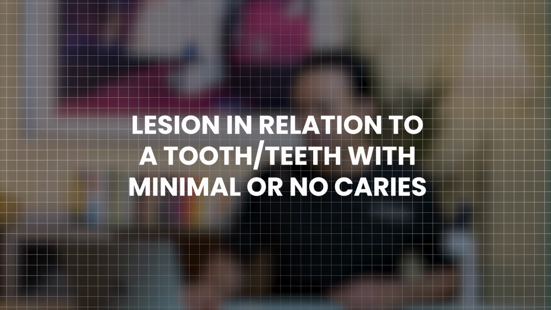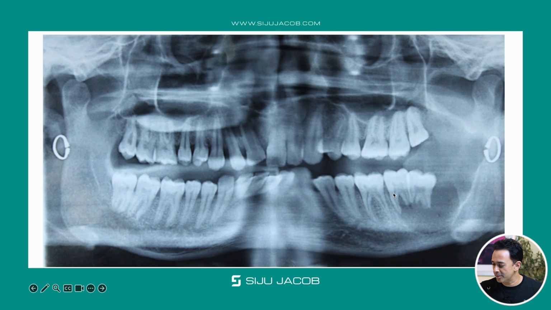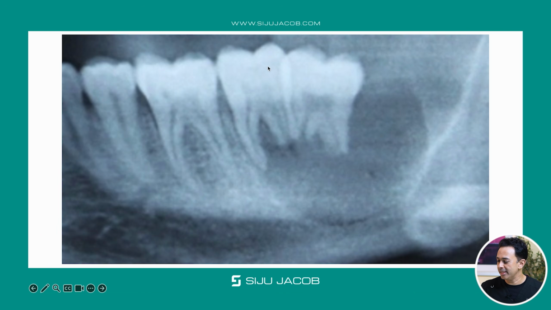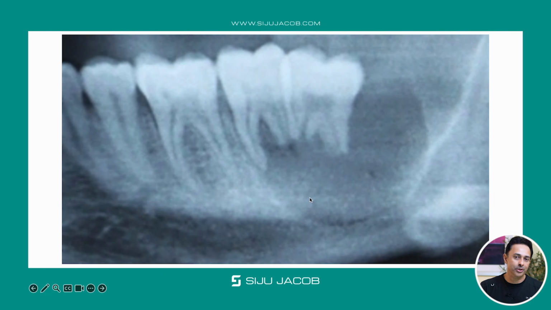Another indication is a lesion in relation to a tooth with minimal or no caries. In this case, you can see the left mandibular second and third molars are both vital. And there's no caries at all. There's not even a slight lesion. So here you have a large lesion and there's absolutely no caries at all. So why should there be a large lesion like this in relation to a tooth with absolutely no caries at all? So obviously it can't be an endodontic lesion. There has to be some other reason. So again, a good case to take a biopsy.